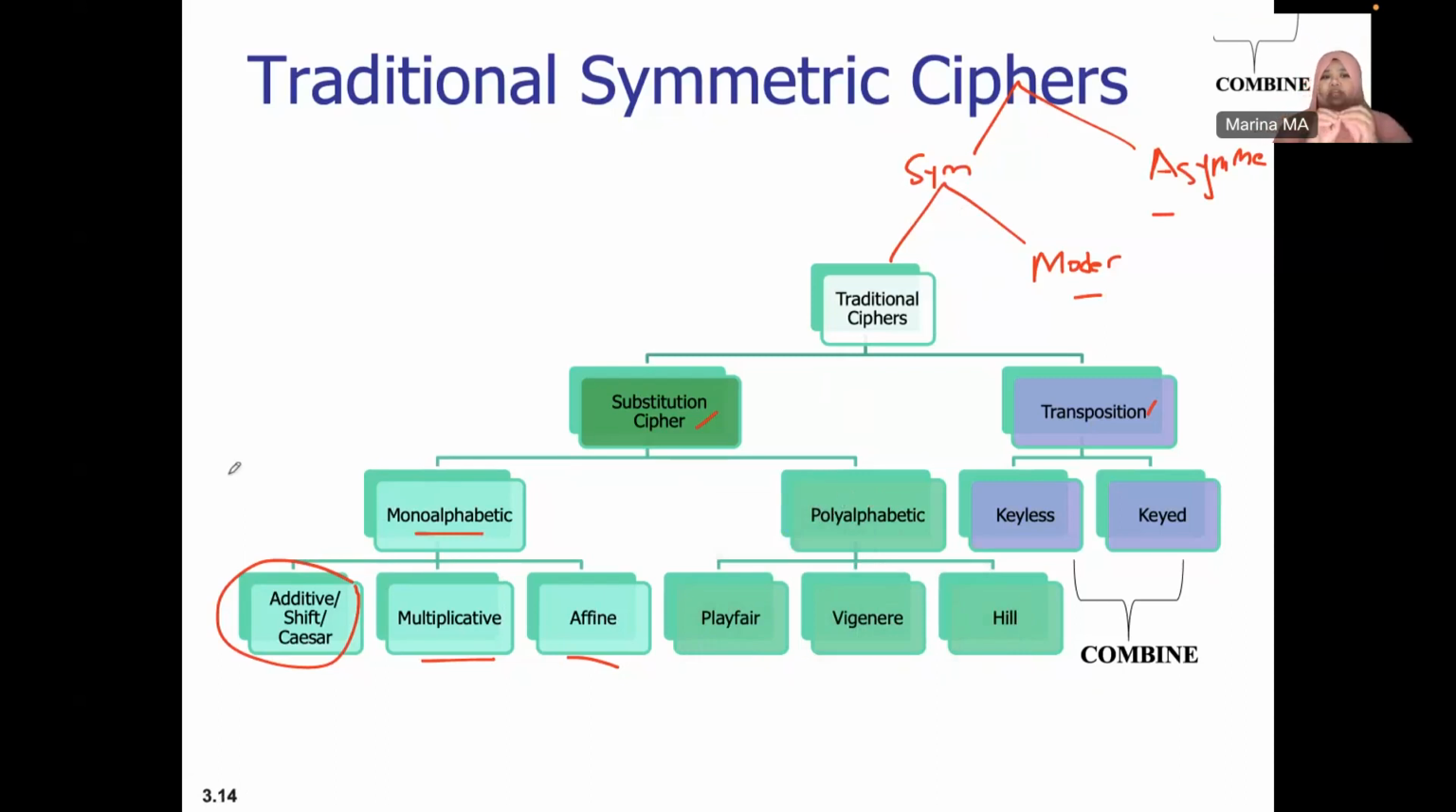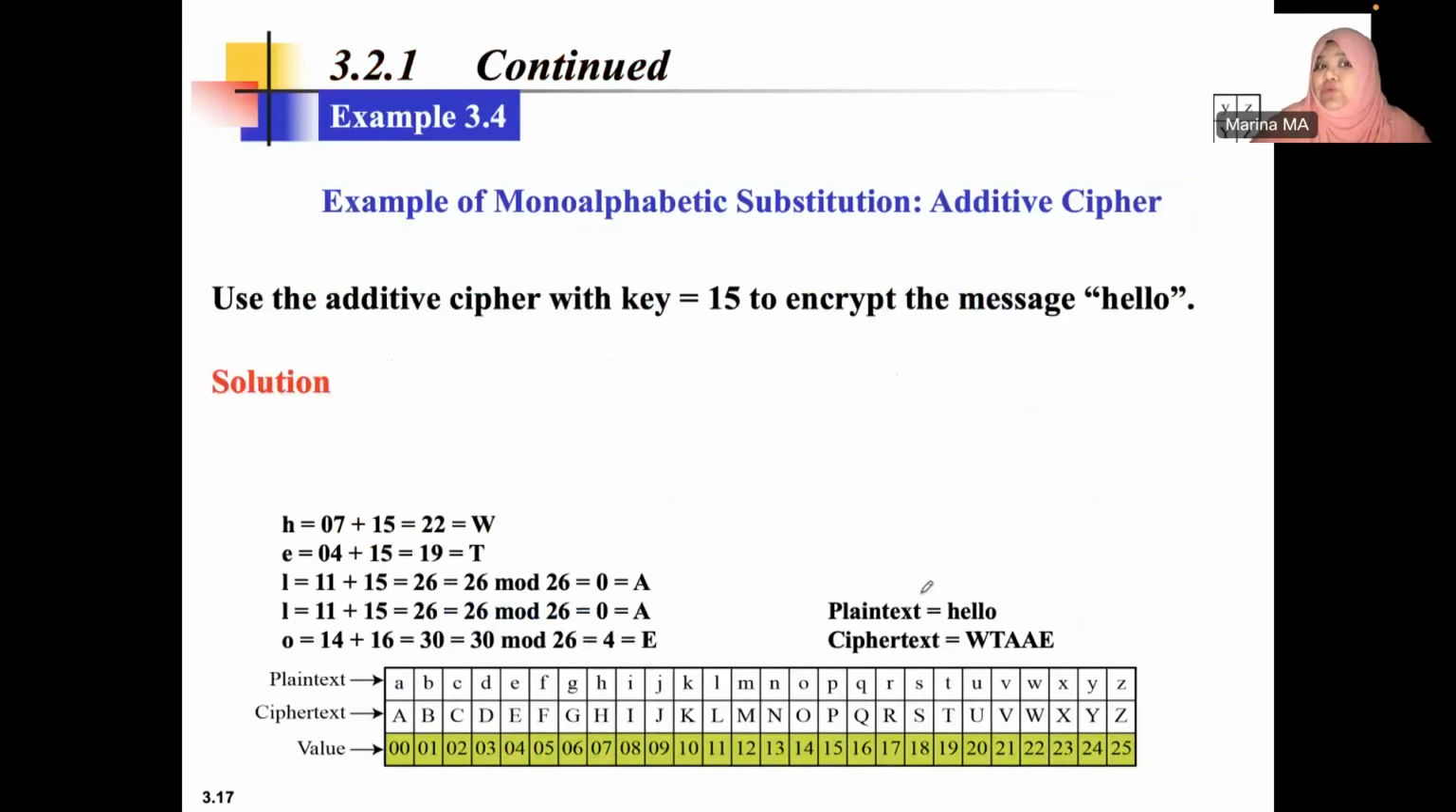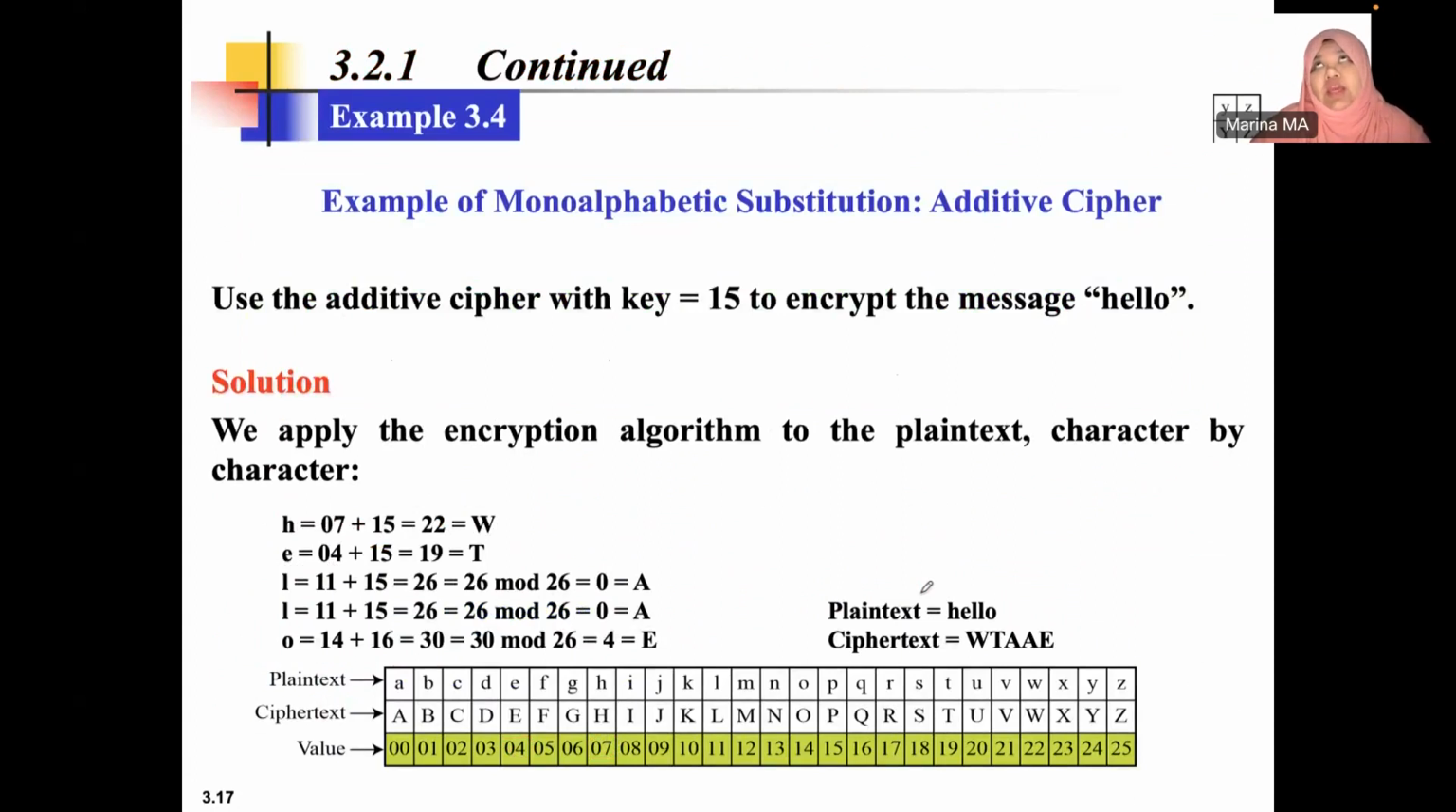Instead of doing it one alphabet at a time, exchanging one to one, in polyalphabetic you can do it differently. I'll show you. There are three different techniques under polyalphabetic: Playfair, Vigenère, Hill. We are going to focus on Vigenère cipher. So how do we do Vigenère cipher under polyalphabetic substitution, traditional symmetric cipher?